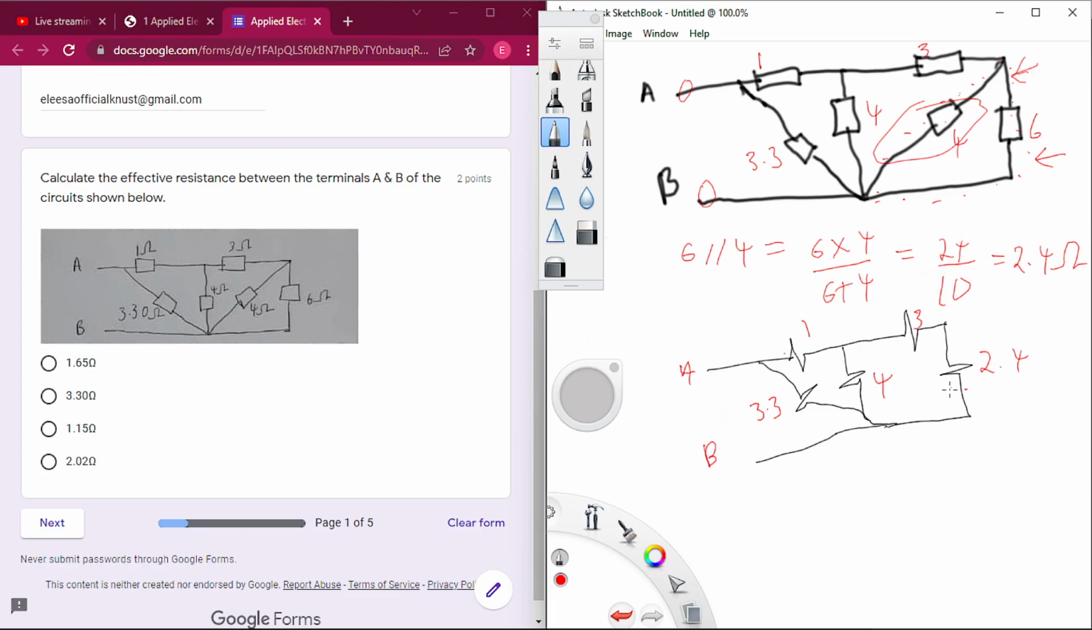We can redraw the circuit, take this part off, come back to pick our pen and get our color, such that this is our new circuit. And then this will change its value to 5.4 ohm, as we have seen.